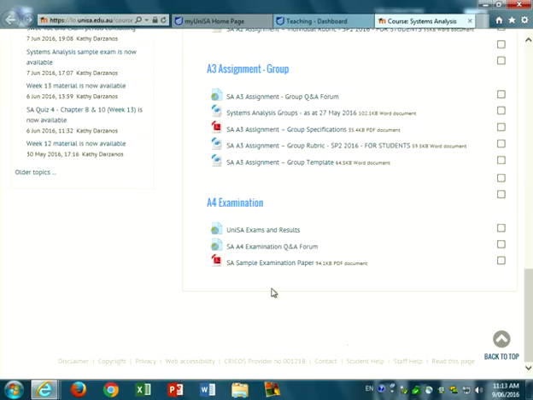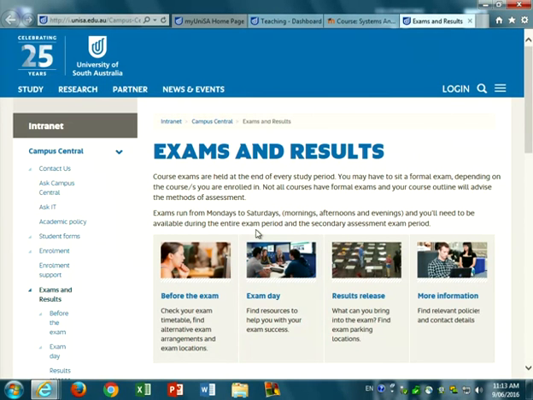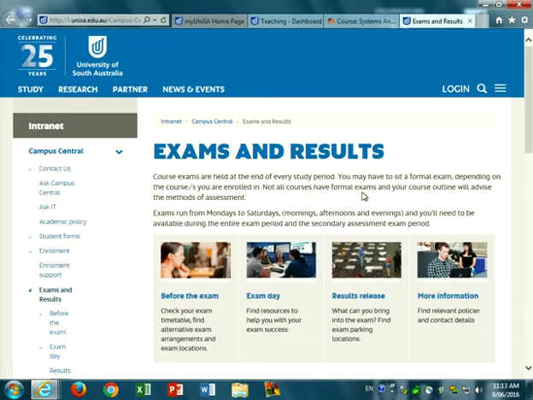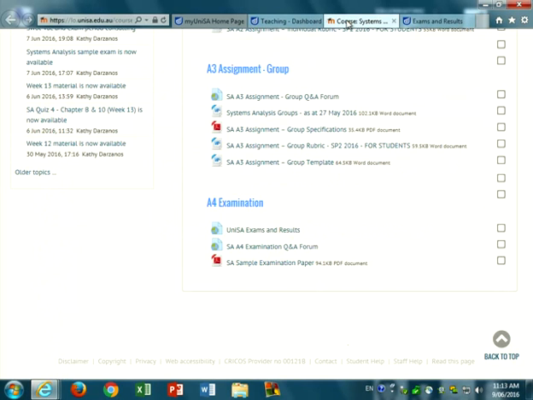Any questions in relation to the actual exam, if I don't cover them today, feel free to post them on the forum. Another thing you can also do is have a look at the UniSA exams and results page, which I'll click now. If you've got any questions about what you should be doing before the day of the exam, on the exam day, when results are going to be released, click on that link via the course website, and it gives you quite a lot of information about exams and results.